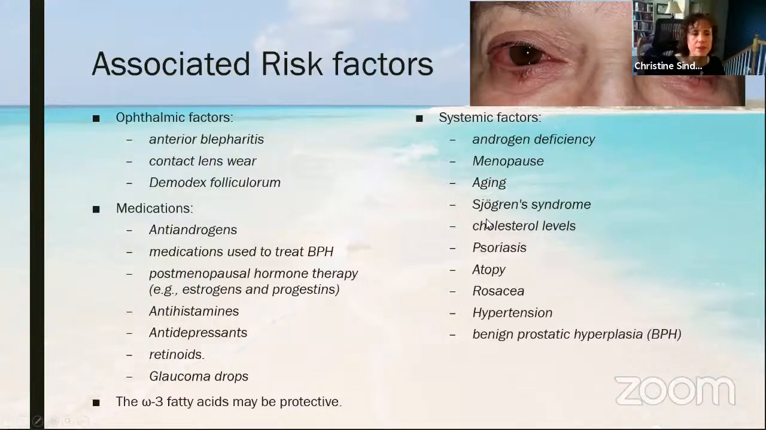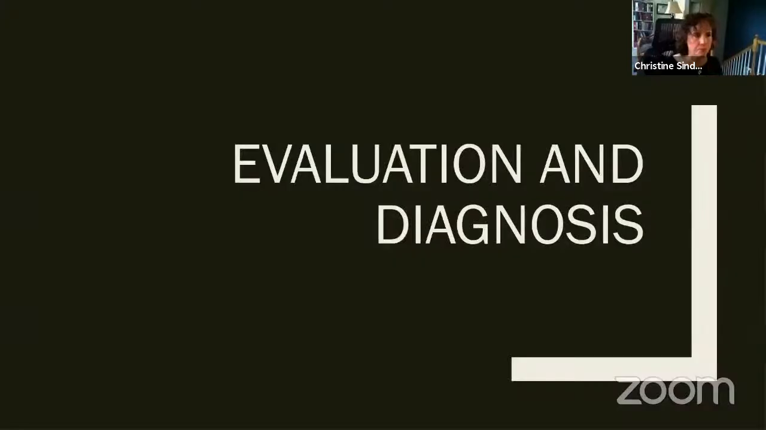So systemic factors like menopause and aging or autoimmune diseases such as Sjogren's can also affect meibomian gland dropout. So there are a lot of comorbidities, maybe a chicken and the egg situation that you have going on with meibomian gland dropout, but we need to be aware: when we see patients with MGD, we need to look for these other factors. When we see these factors, we need to look for MGD.